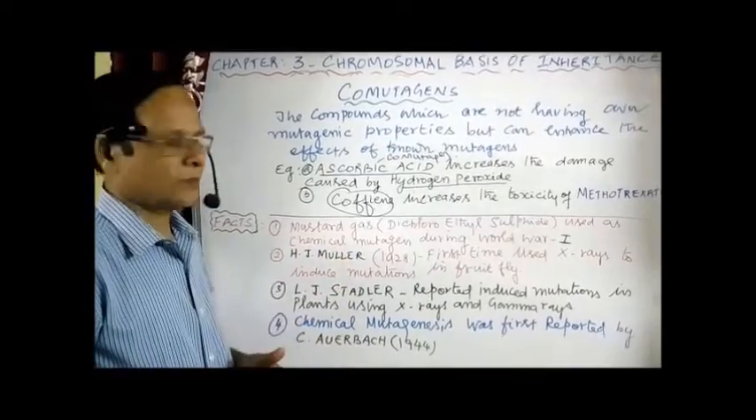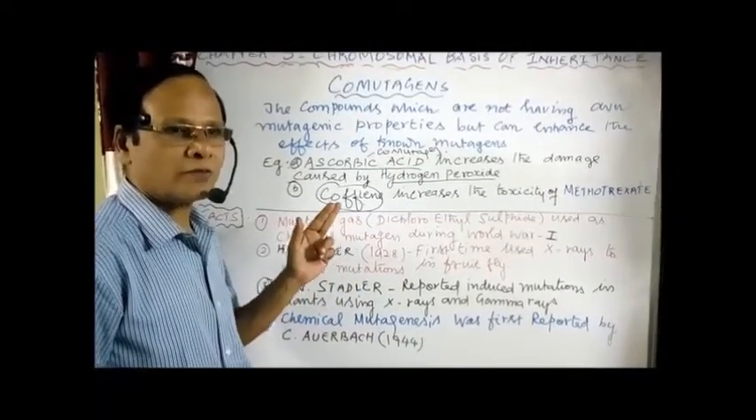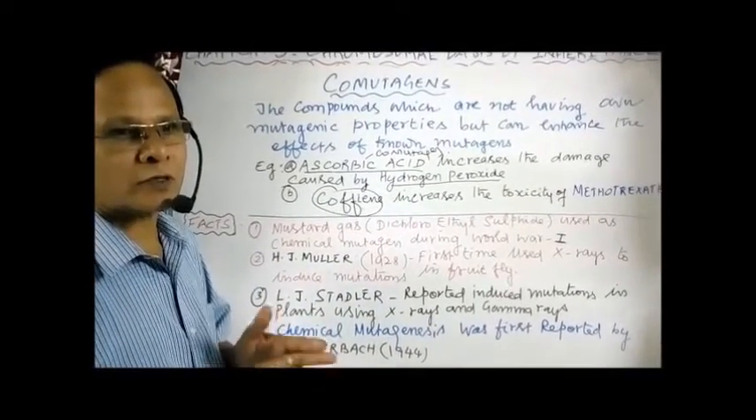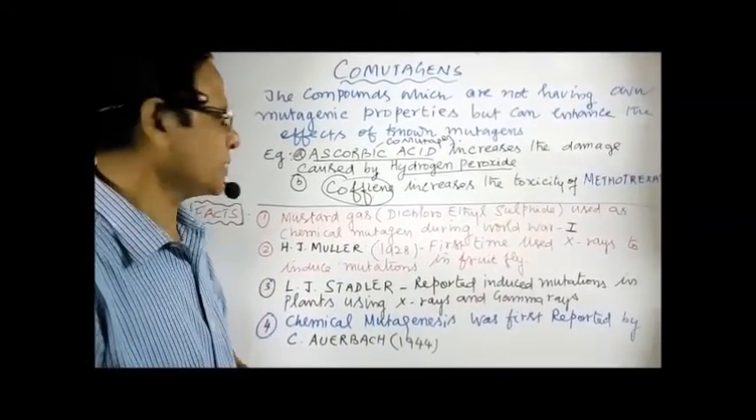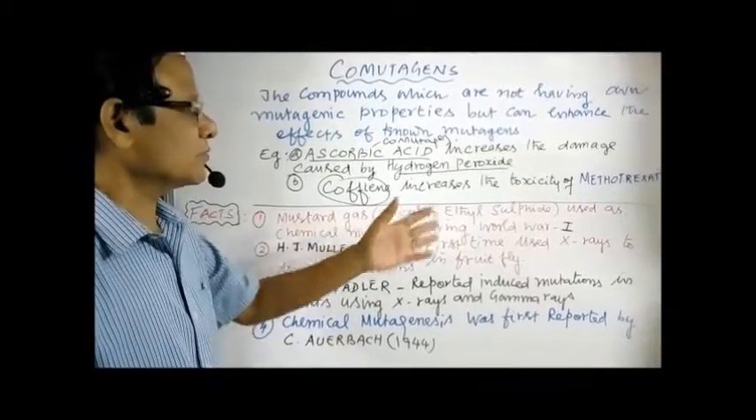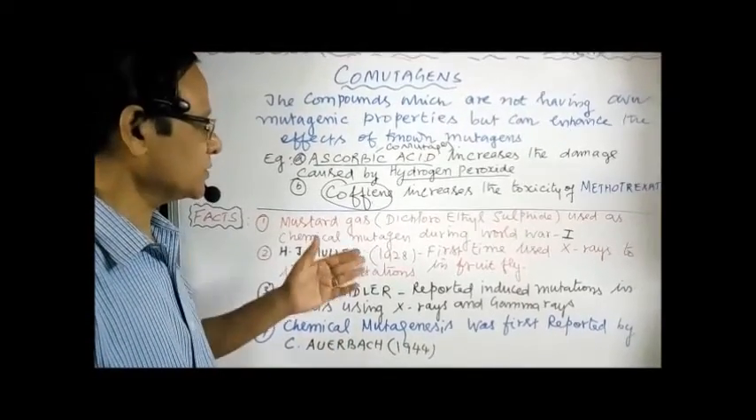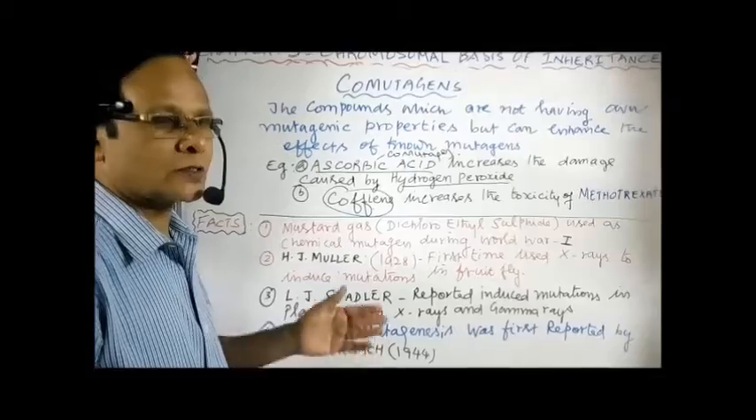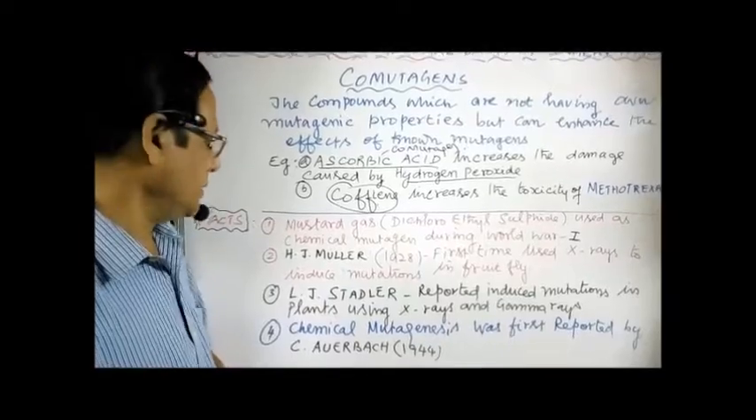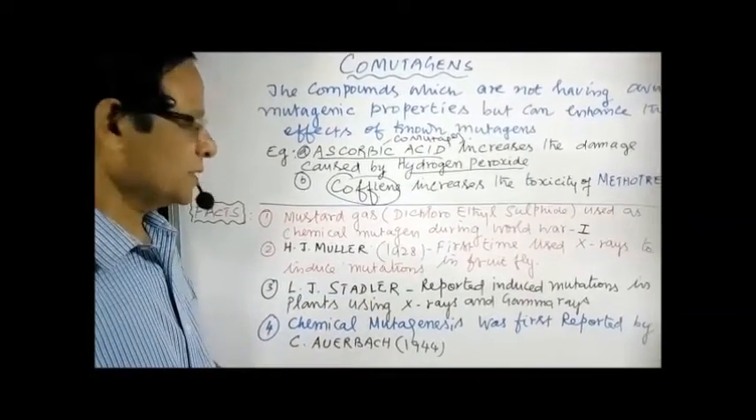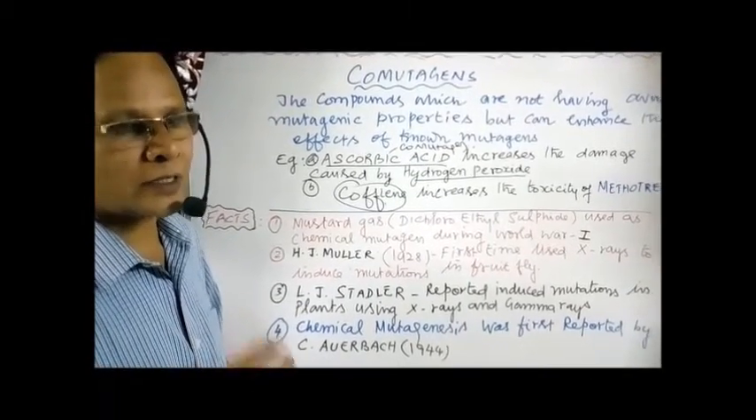Now the mustard gas, chemically dichloroethyl sulfide, was used as a chemical weapon or chemical mutagen during World War I to cause mutations in the people of that place. Then H.J. Muller, I already mentioned, was the first to use X-rays to induce mutations in the fruit fly Drosophila. Then another person, L.J. Stadler, reported induced mutations in plants using X-rays and gamma rays.